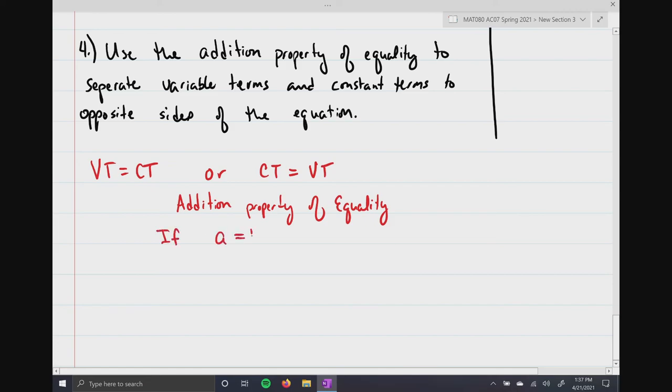if A equals B, then A plus C equals B plus C. Or, if A equals B, then A minus C also equals B minus C. In other words, and like I said, you already know this.